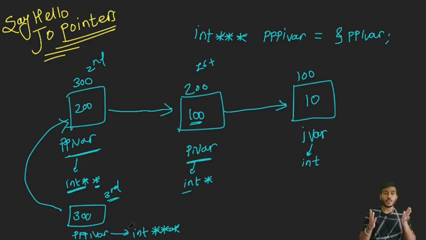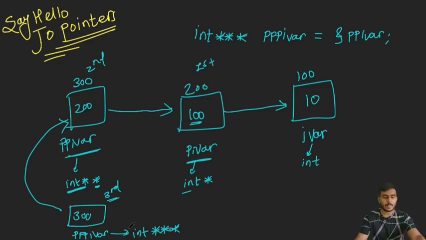Okay. So what is going to be the data type of the fourth level of pointer? It is going to be int followed by 4 stars. What is going to be the data type of the 10th level of pointer? That is going to be int followed by 10 stars. Okay, in this way it works basically. So I hope now you are very clear with this concept, that is how pointer to pointer works.